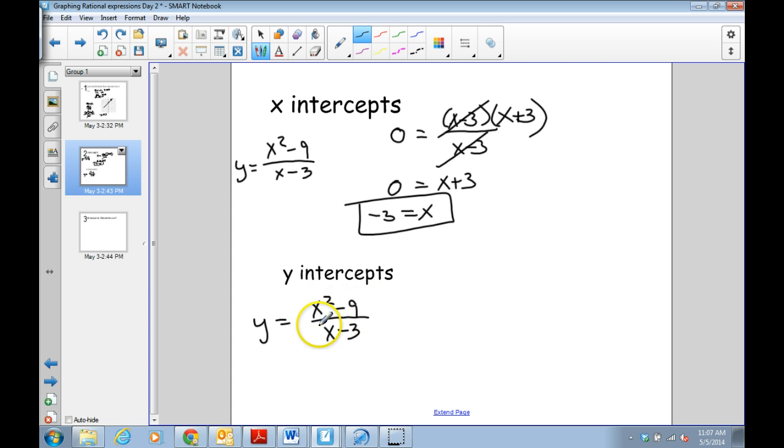On this one right here, for y, I need to set all my x's equal to 0. So this will be y equals 0 minus 9 over 0 minus 3. So what is my y-intercept? 3.